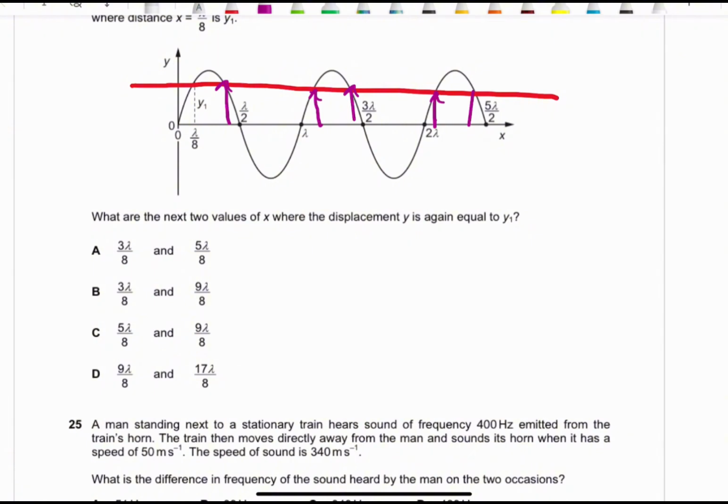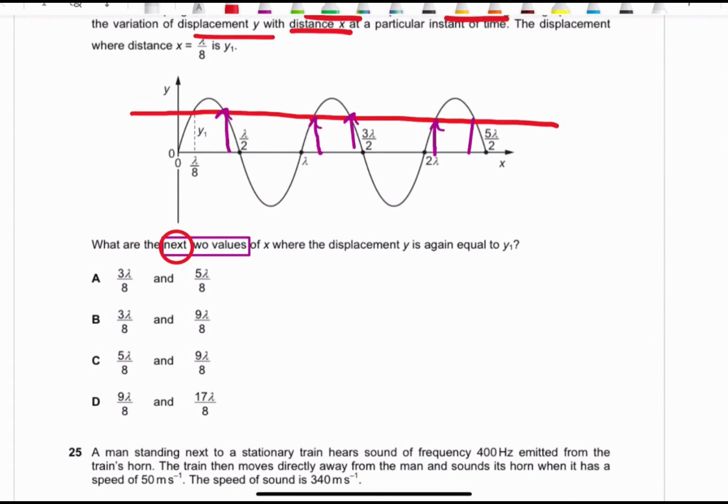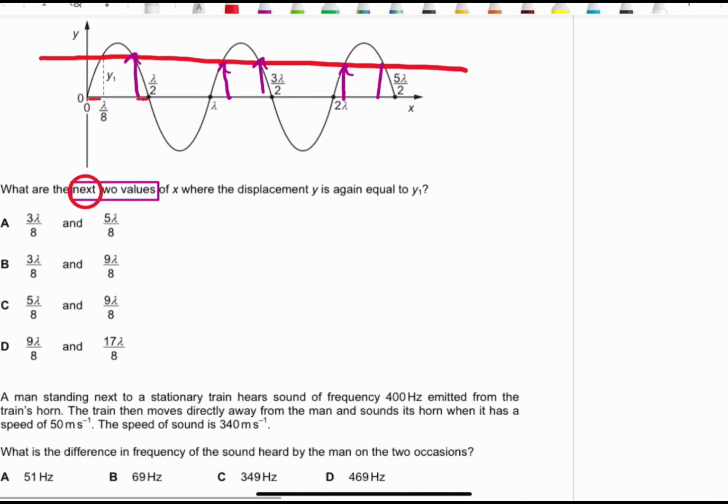So let's first start with the other one, because they said the next two values, paying particular attention to the word next. Since this is lambda over 2 and this is symmetrical, this is also going to be lambda over 8. So the first value is going to be 1/2 minus 1 over 8, which gives me 3 over 8. Because if I add 1 over 8, I'm now at 1/2. So my first value is going to be 3 over 8 lambda.